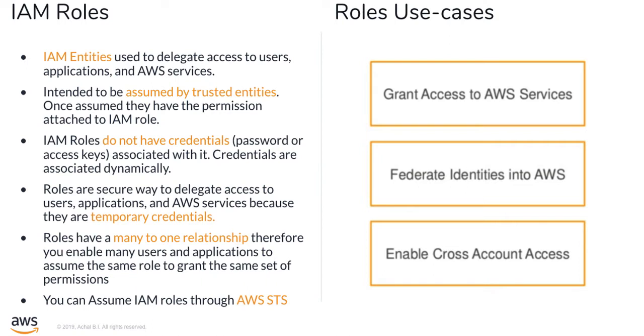You use policies to grant permissions to the groups. So let's understand what an IAM role means. IAM entities are used to delegate access to users or applications and AWS services. Basically, IAM entities are users and roles. A role is intended to be assumed by trusted entities. So whoever is assuming that role would mostly be a trusted entity.